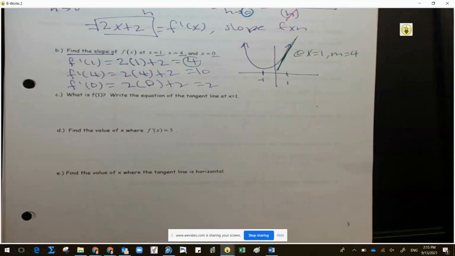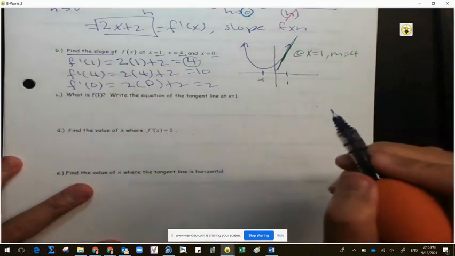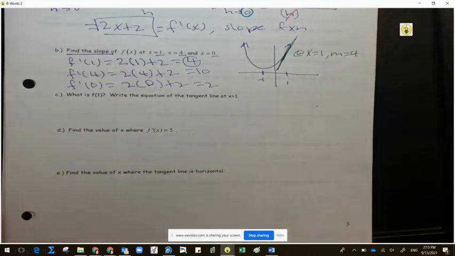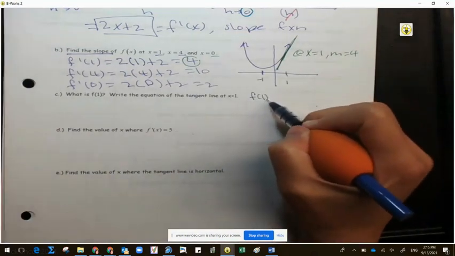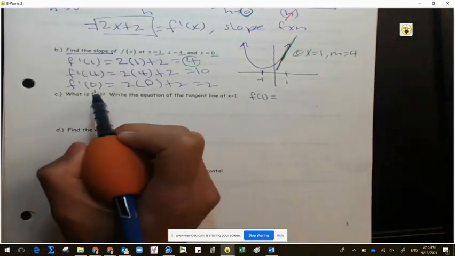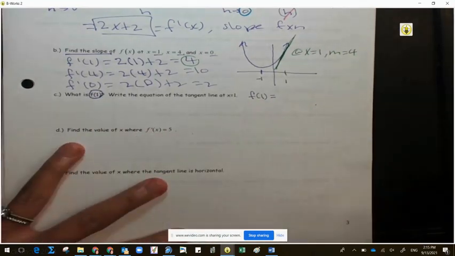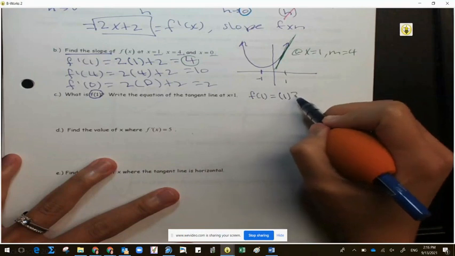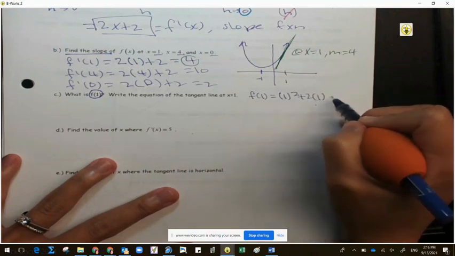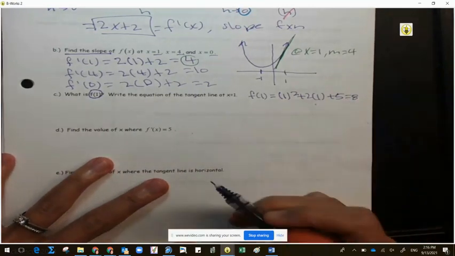So I'm going to move on to part C for time's sake, okay? Part C says, what is f of 1? And it wants us to write the equation of a tangent line. So let's write out f of 1. Now, for f of 1, are we plugging this into the prime or the non-prime? Does it have the apostrophe? No, go back to the original. The original function on number 2a says 1 all squared plus 2 times 1 plus 5, and that's going to give us a value of 8.